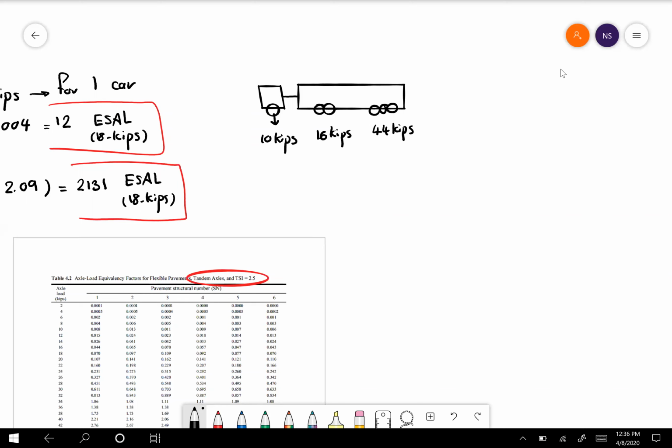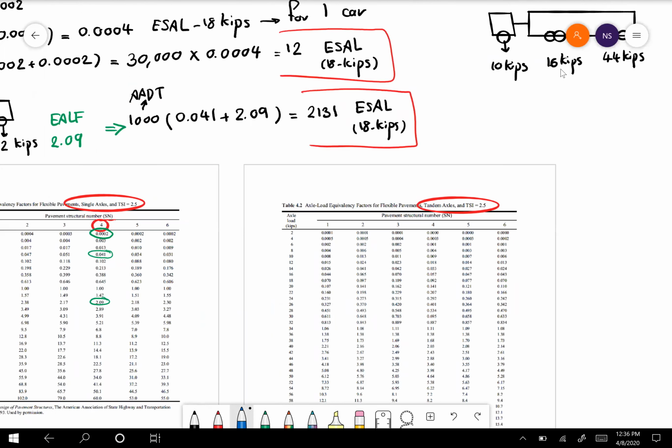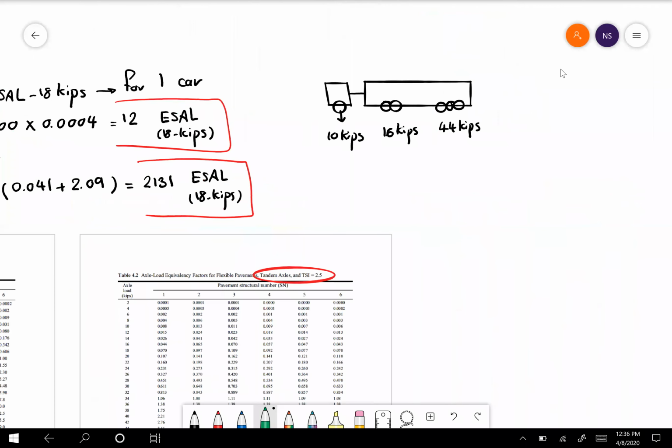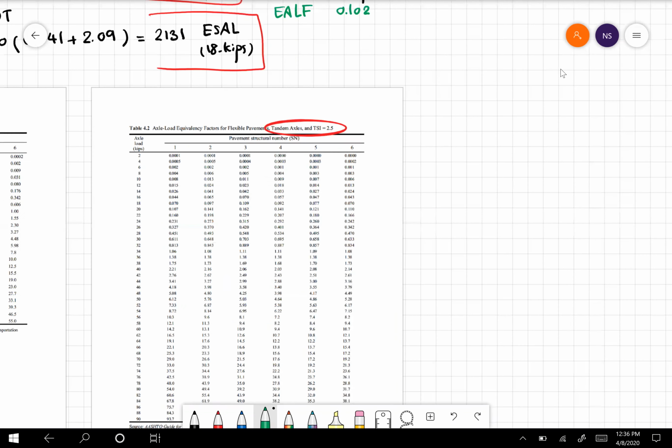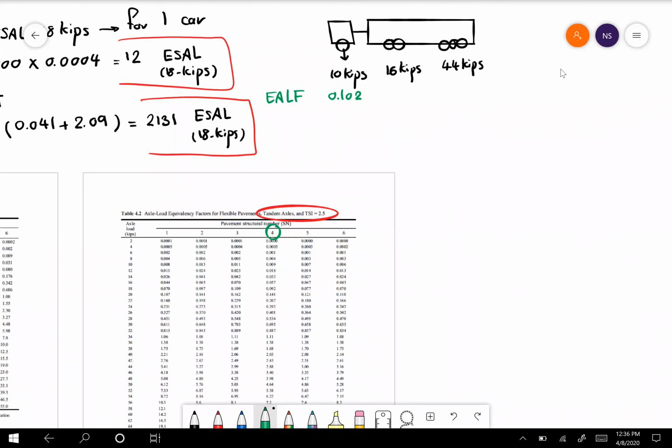So how do we do this? Going back to the table, for the single axle, we have 10 kips. So we need to use this table for the single axle. Looking at 10 kips over here, you have 0.102. So the EALF, the equivalency factor, is 0.102. For the tandem axle, again, we are looking at SN 4. This time the load is 16 kips. So we're looking at 16 kips over here, and then we have 0.057, right?